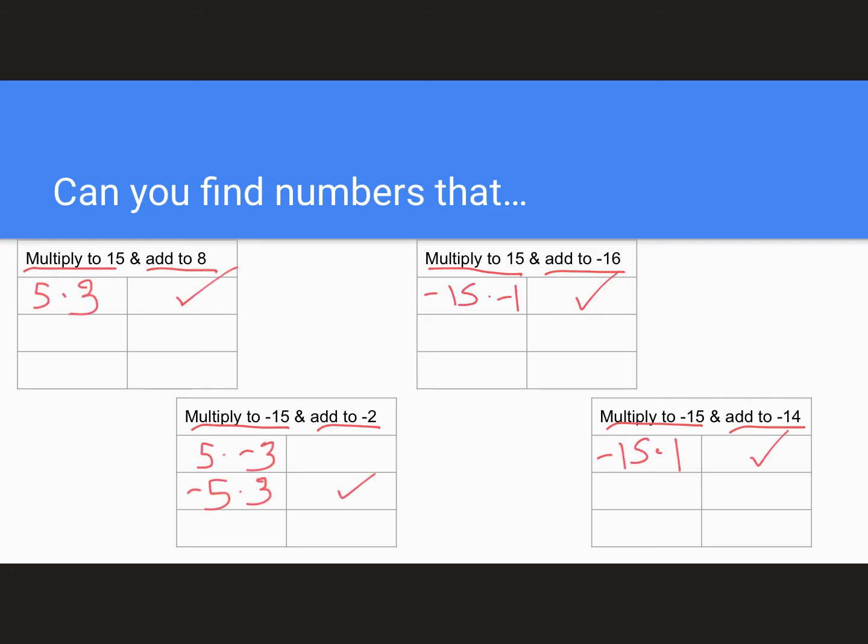Okay, hopefully you were able to spend a few minutes and get those numbers. If you look here, you'll see I have a positive 3 and positive 5, which multiply to 15 and add to 8. Over here, negative 15 times negative 1, because a negative times a negative gives you a positive. They multiply to 15 and add to negative 16. Down here, multiplying to get negative 15 and adding to negative 2, I've got negative 5 and positive 3. You see I tried the other way first, and that was wrong, so I just didn't put the check mark. And finally, multiplying to negative 15 and adding to negative 14, I have negative 15 and positive 1.